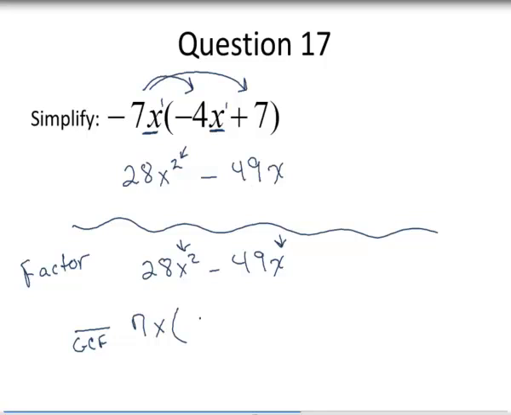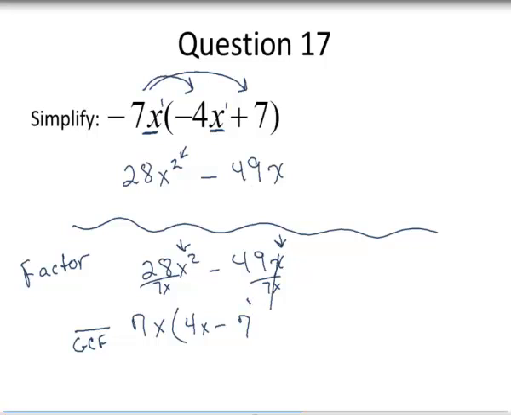When you factor out, once you find the GCF, divide both these terms by the GCF to figure out what's left in the parentheses. So 28 divided by 7 is 4. X squared divided by x gives you 1x, because remember you reduce them. You have a minus sign. 49 divided by 7 is 7, and the x's here cancel.